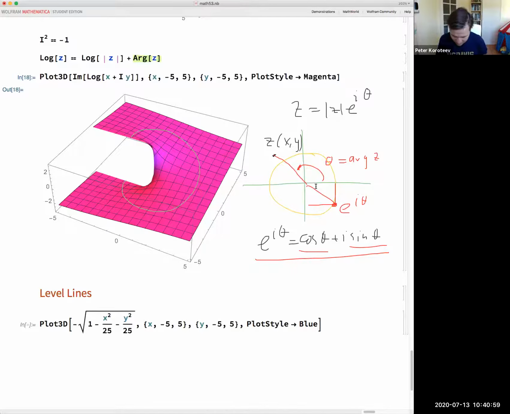Okay, so now, this is true for every complex number, only that if it does not lie on the unit circle, you need to multiply by the absolute value. Now let's take the log of this. So you take log z.